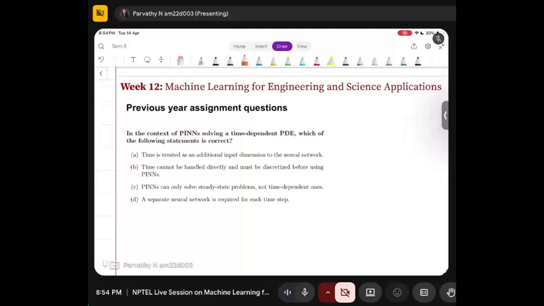So for time-dependent PDEs, the time is treated as an additional input dimension. So the answer is A, where time is treated as an additional input dimension to the neural network.